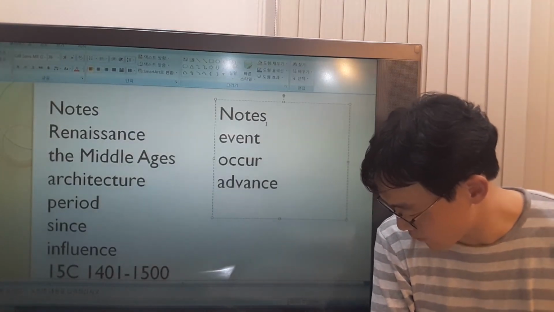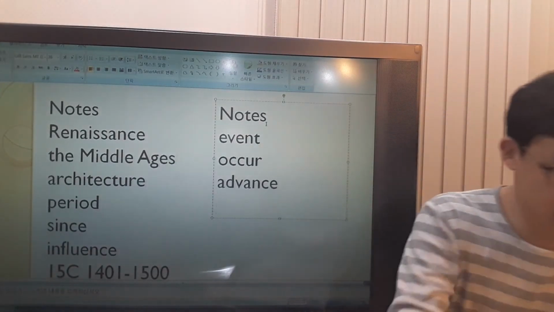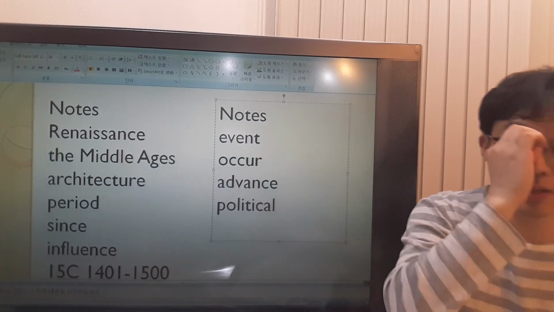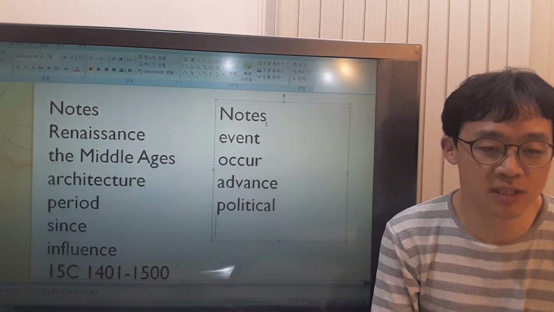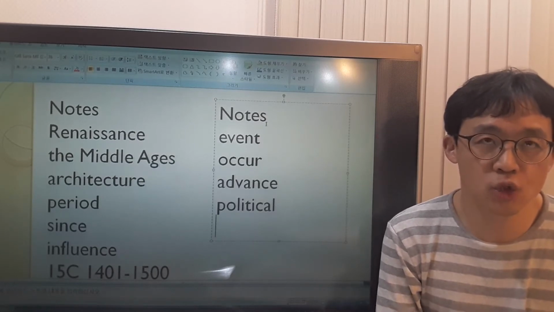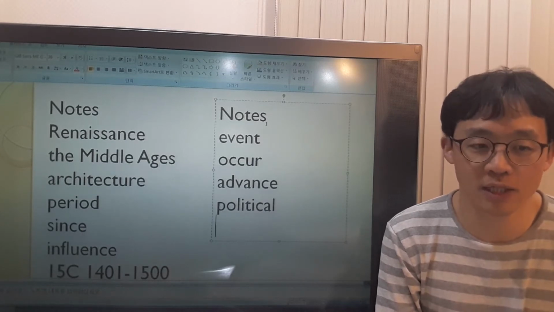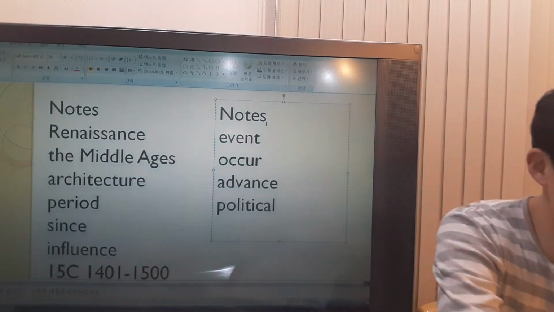First, there was a period of political and religious stability. Period of political. What does political mean? Political means relating to the actions or the activities to achieve power and use power in a society or a country. Do you understand? And religious stability.